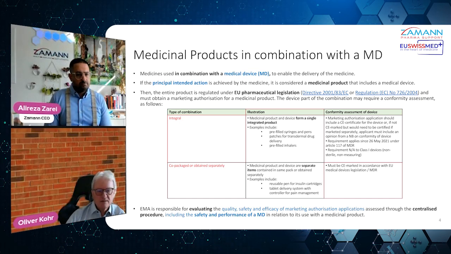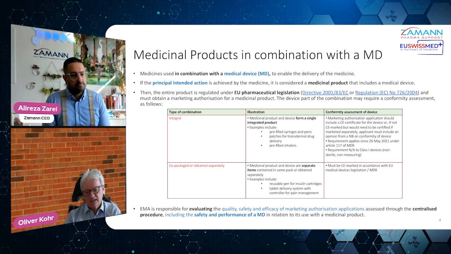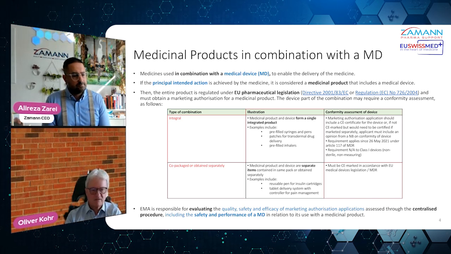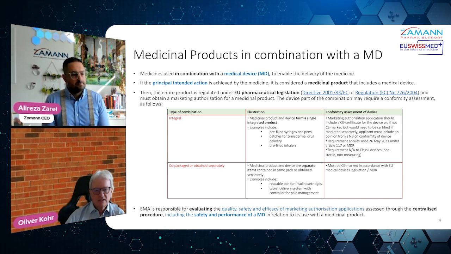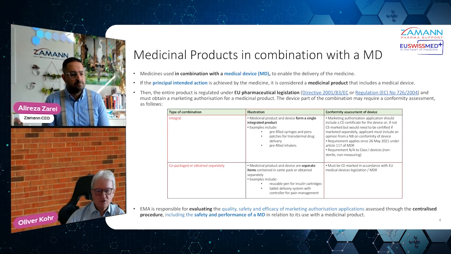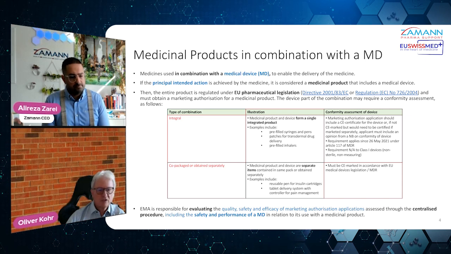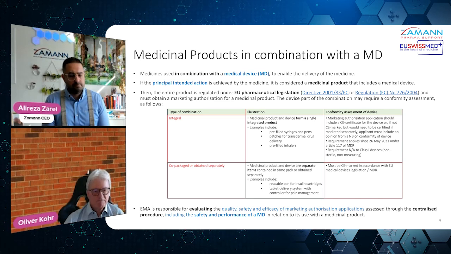The co-packing means that you receive the drug, the medicinal product, and your delivery device, the medical device, in one package. That means co-packed device. Here are some examples: a reusable pen for insulin cartridges, for example. It's a typical example of a co-packed product, or one where you obtain several devices.